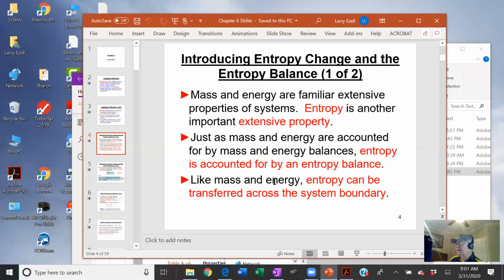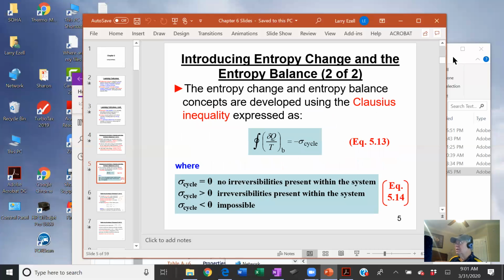And like mass and energy, entropy can be transferred across the system boundary of a control volume system. If you'll remember from last chapter, we had this Clausius inequality, which says that the cyclic integral of the heat transfers over their temperatures is equal to minus sigma. And sigma is a measure of entropy creation. This integral looks pretty difficult, but it's not. In the steady state systems we study, it's quite straightforward, as we'll see.